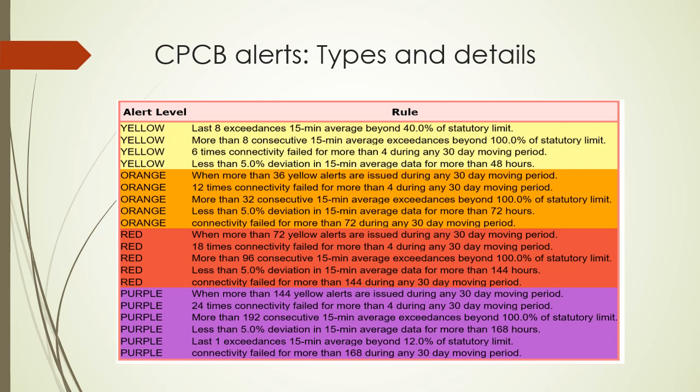So similarly in the purple alert, it is 144 yellow alerts. I've just taken one example, wherein I have discussed COD. You can see on the orange it is like 36 yellow alerts, then in the red it is 72 yellow alerts, and then in purple it is 144 yellow alerts. Now these alerts and rules are very important.